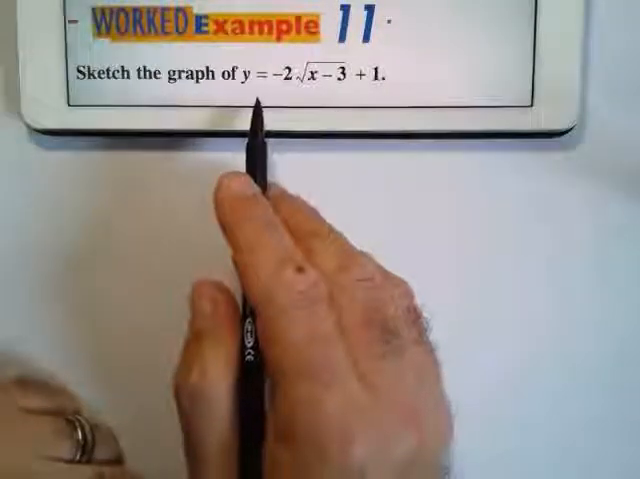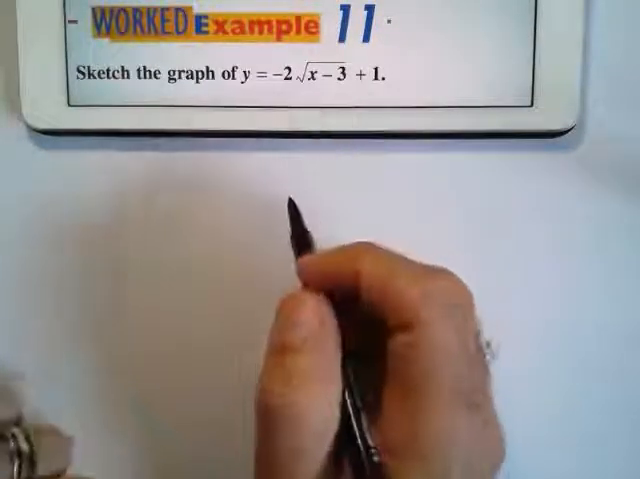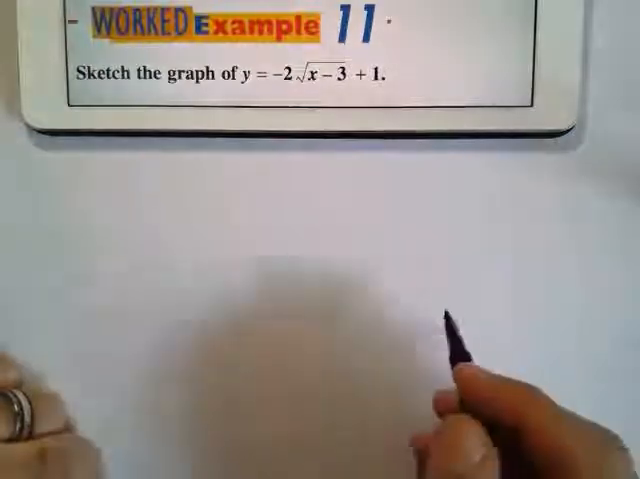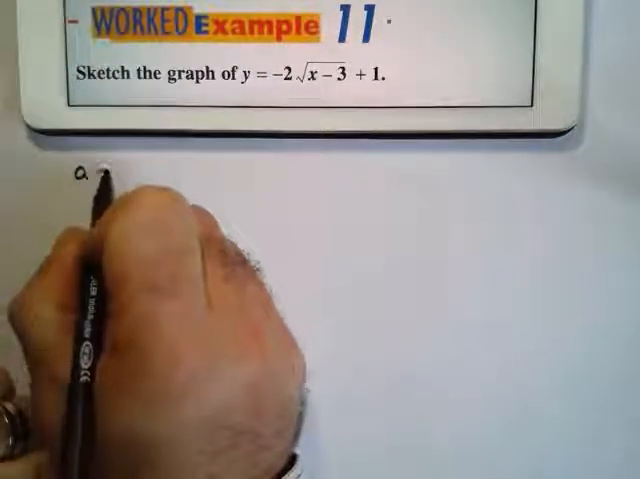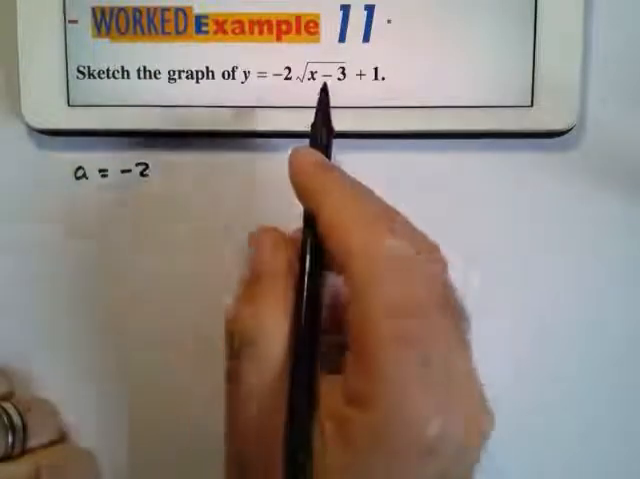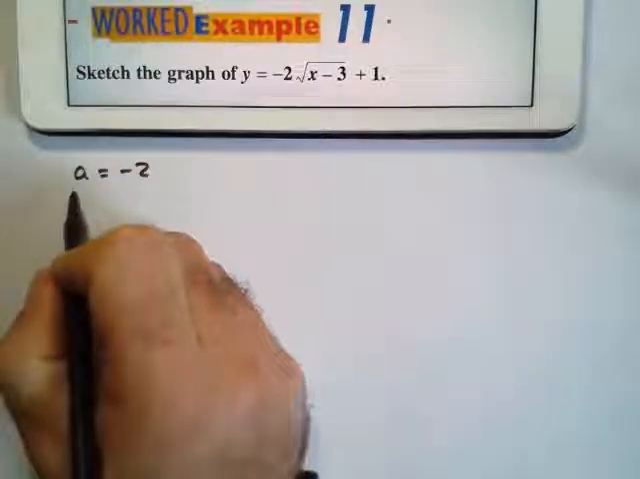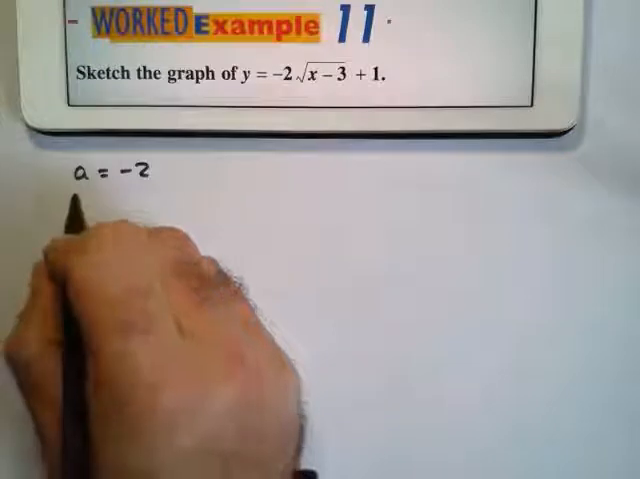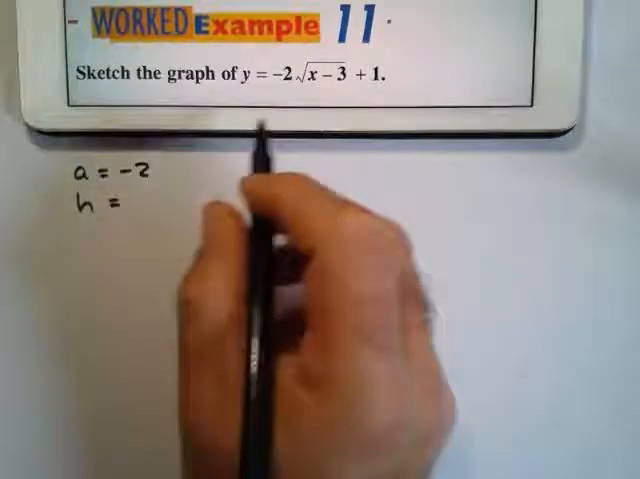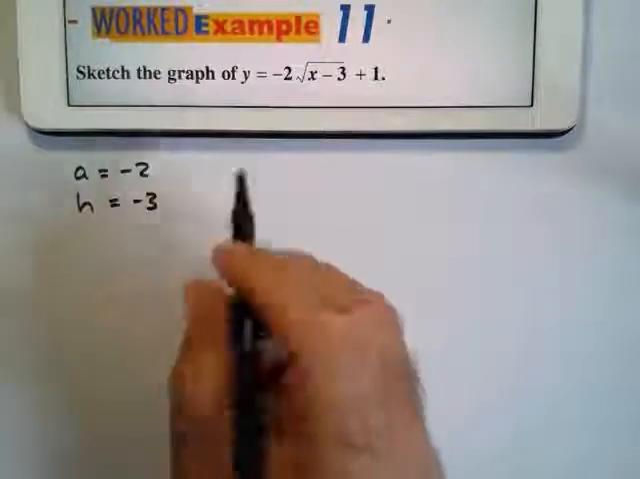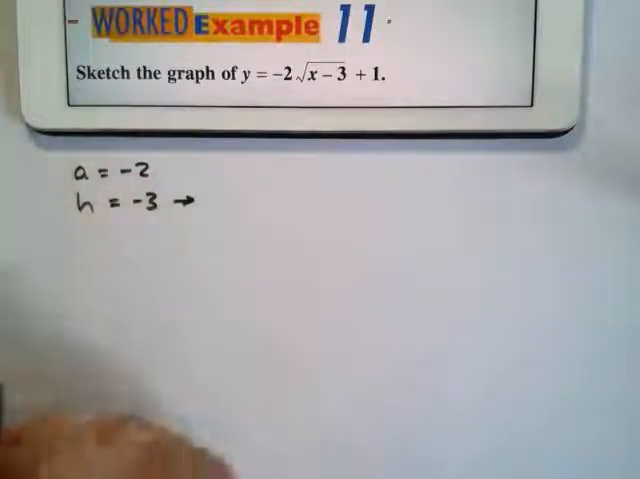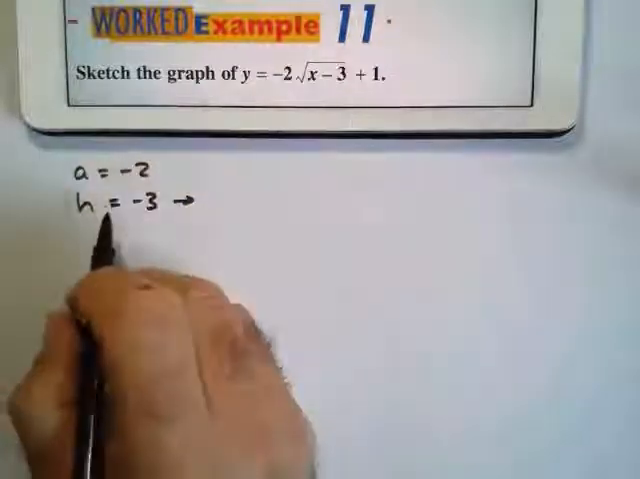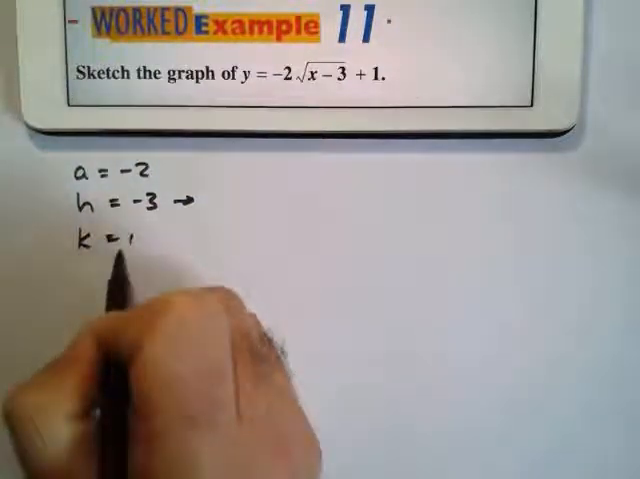Okay, sketch a graph of y = -2√(x - 3) + 1. If you know your work, pretty quick you're going to say a equals negative 2. h equals, for me it is negative 3, which means it's going to go in the opposite direction, which is plus 3, and then plus 1 is k, so k equals 1.